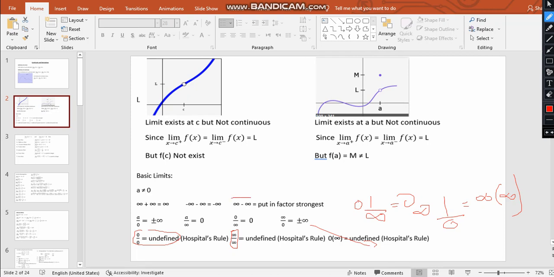And if you have infinity minus infinity, one of the ways we can use is to put in factor, because infinity minus infinity is unknown. So that's why we put in factors. The only limits that we know are these. We can predict, we know the answer of it. But for 0 over 0, infinity over infinity, 0 times infinity, it is preferable to use Hospital's rule. Infinity minus infinity, we put in factor.